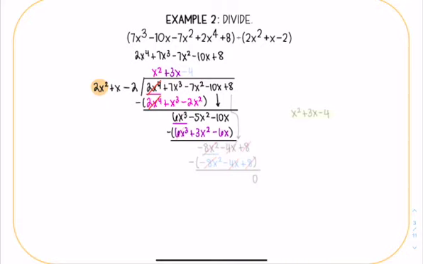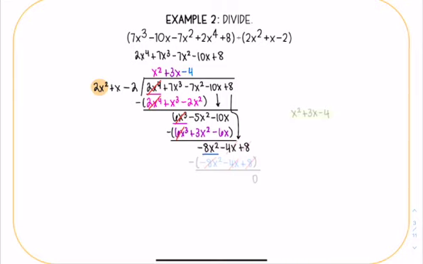And so 6x cubed minus 6x cubed cancels. We have negative 5x squared minus 3x squared, which gives me negative 8x squared. We have negative 10x minus negative 6x, or negative 10x plus 6x, which is negative 4x. And then we have to bring down our last term, which is a plus 8. And we start the process over one more time. So 2x squared times what gives me negative 8x squared?